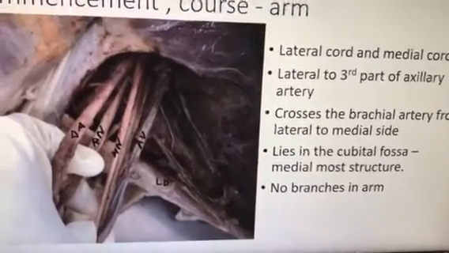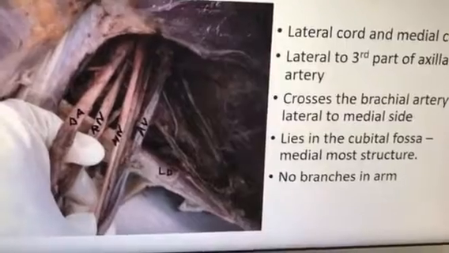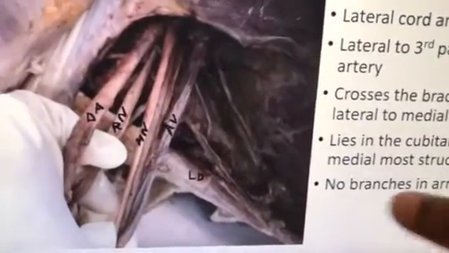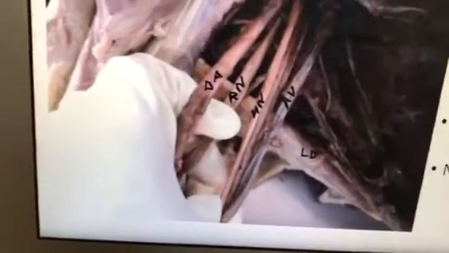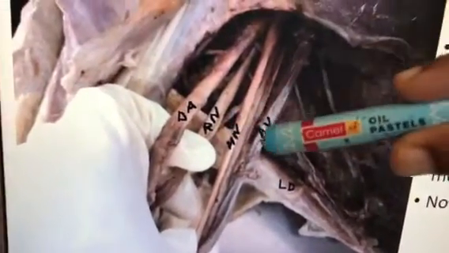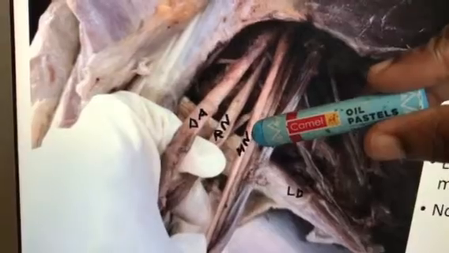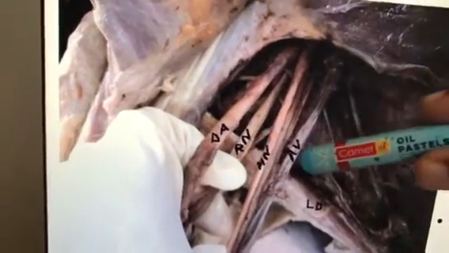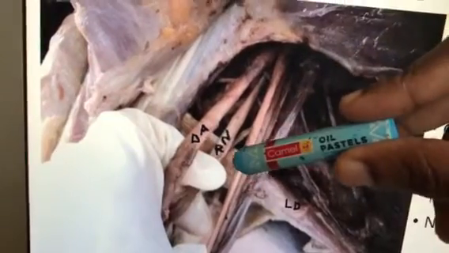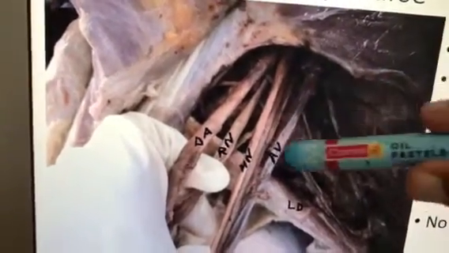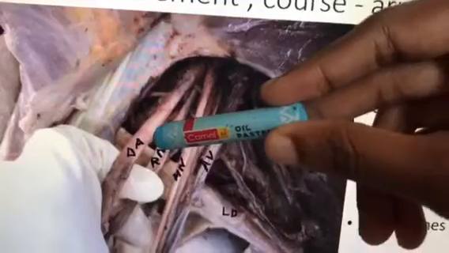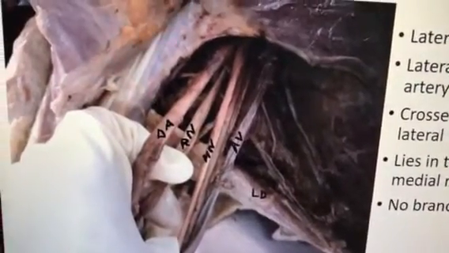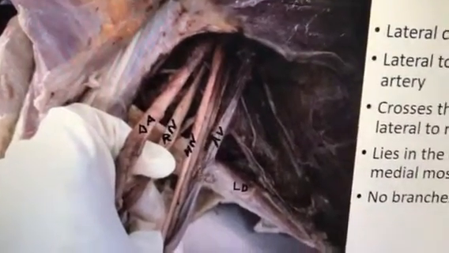Axilla, where it lies. You can see nicely where the median nerve is here. It lies just lateral to the medial cutaneous nerve of the forearm. Just next to that is the median nerve. The axillary vein is there, the axillary artery is there, so the median nerve is located here. It lies lateral to the third part of the axillary artery. You can see the artery.